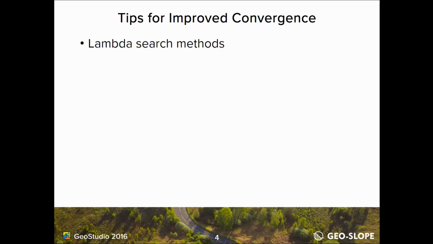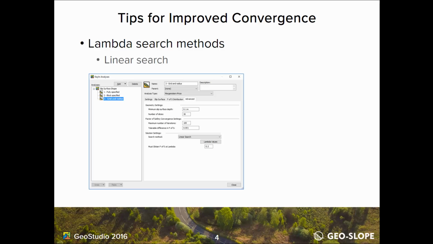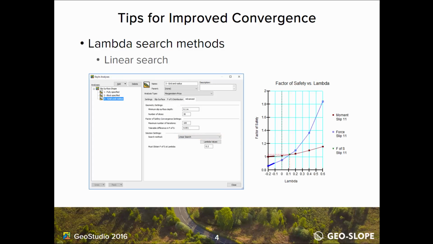SLOPE/W includes two methods for finding the lambda value that satisfies both moment and force equilibrium. The first is the linear search method. This method steps through lambda at regular intervals, calculating the factor of safety for force equilibrium and factor of safety for moment equilibrium at each lambda value.